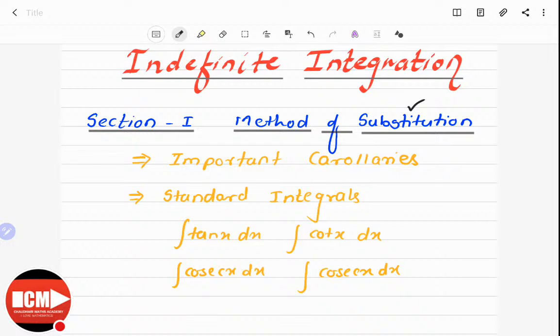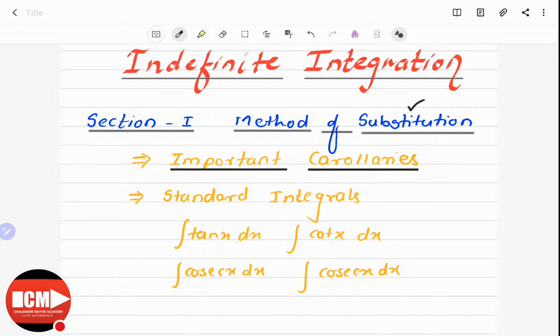So friends, we already discussed every detail of this method of substitution in my previous lecture. I hope every one of you really enjoyed that last session. Today I am going to cover the next important part. This is actually a continuation of the previous lecture on substitution. But in this session, I'm going to discuss important corollaries based on substitution.